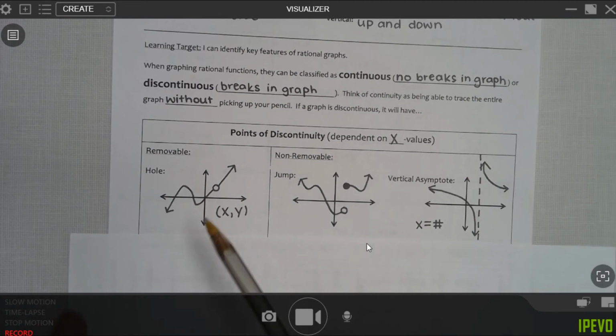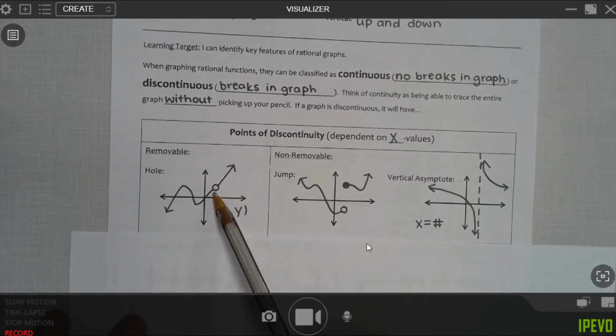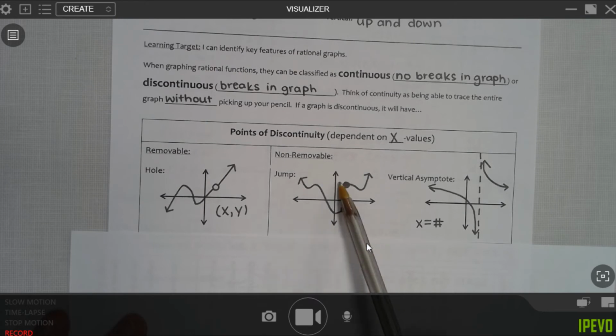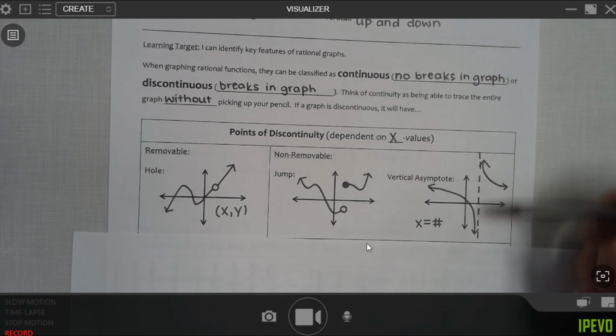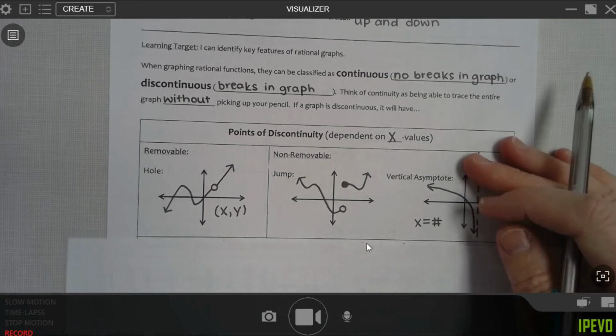So we can have a removable point. That's just a hole in your graph right here. So that one point has just become a hole. And then you can have non-removable points, which are jumps or asymptotes. So right here, this would be a piecewise function. It jumps to another part. That will only happen if you have two equations. And then a vertical asymptote here, we're going to learn about vertical asymptotes. But a vertical asymptote is a number that goes up and down, and it's always x equals that number.